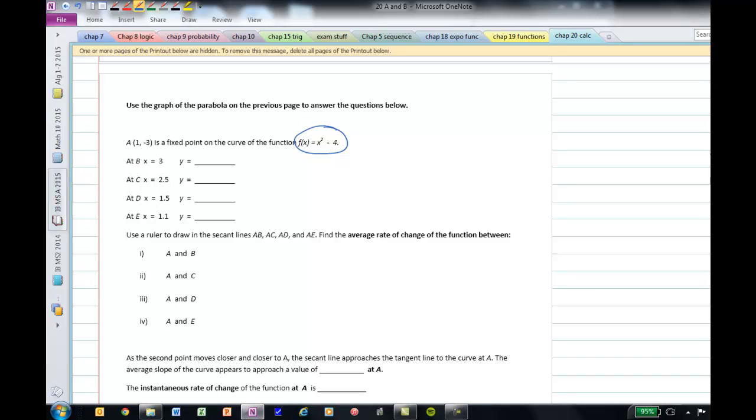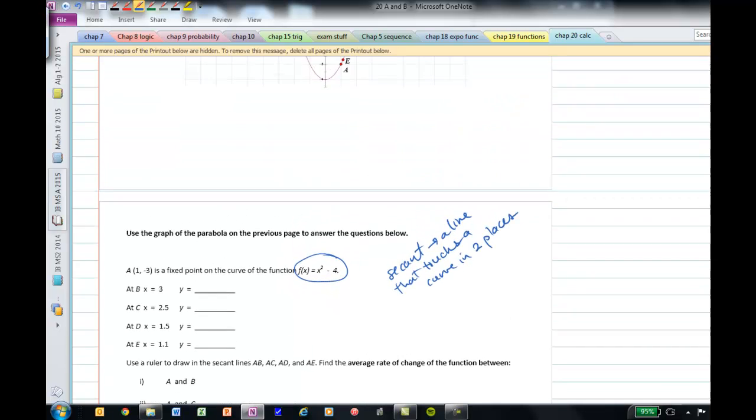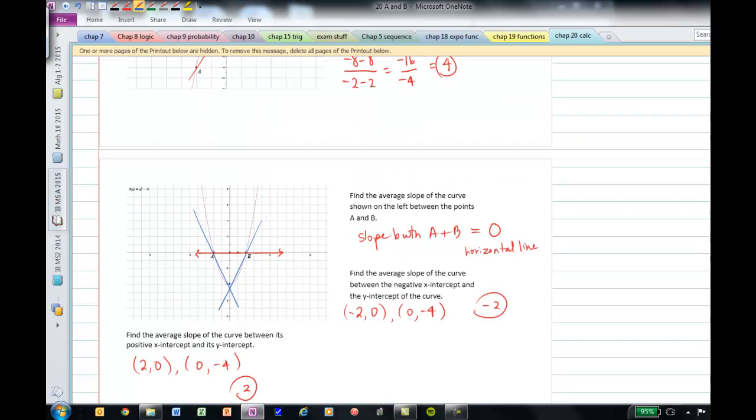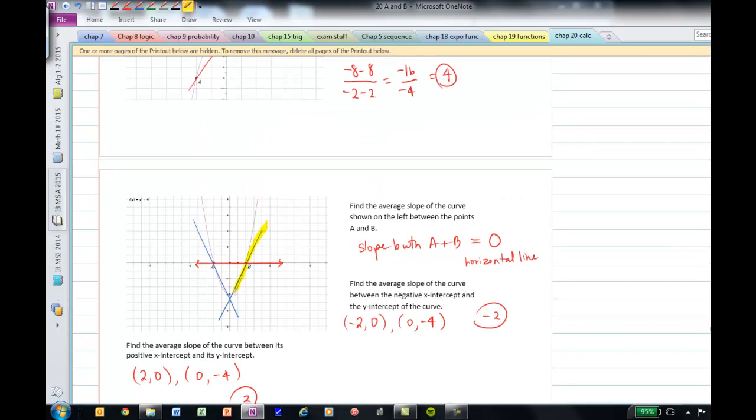And as a reminder, a secant is a line that touches a curve in 2 places. It might touch in more, but mostly when you talk about secants, you're just talking about the segment that touches the curve at 2 places. If we go back to those previous problems, this line that I drew here was a secant because it touched the graph at point B and at the vertex.